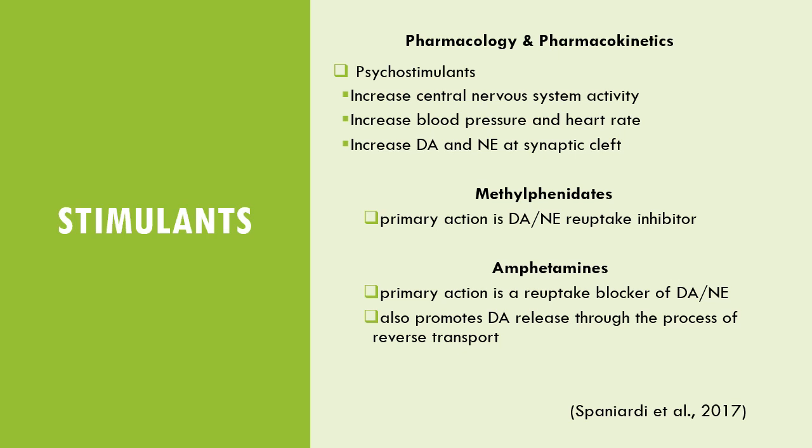We still have a lot to learn about ADHD, but what is ultimately seen is a lack of dopamine and norepinephrine, especially in the prefrontal cortex of the brain. Both MPH and amphetamines' primary action is to increase dopamine and norepinephrine at the synapse by blocking their reuptake. Amphetamines also have a secondary function of promoting the release of dopamine by reverse transport.